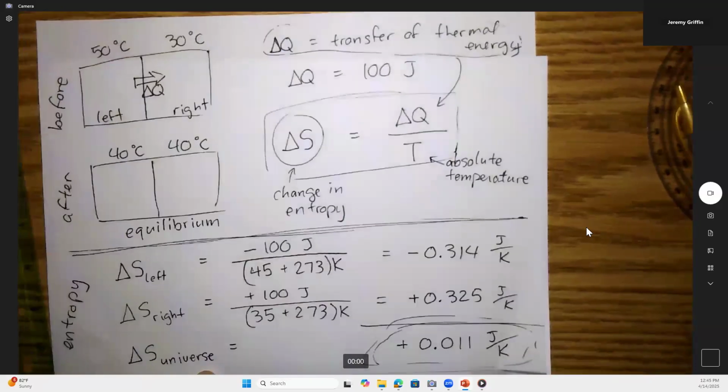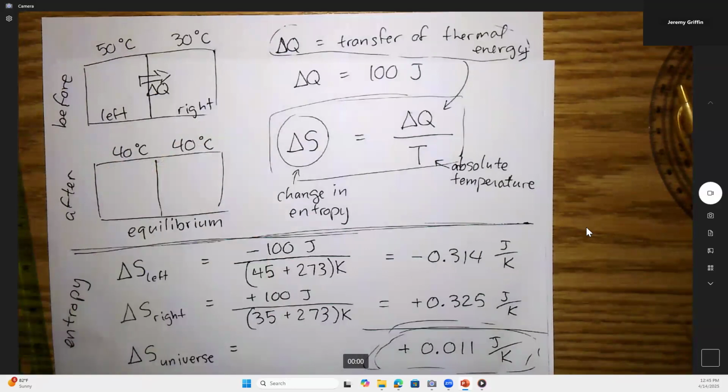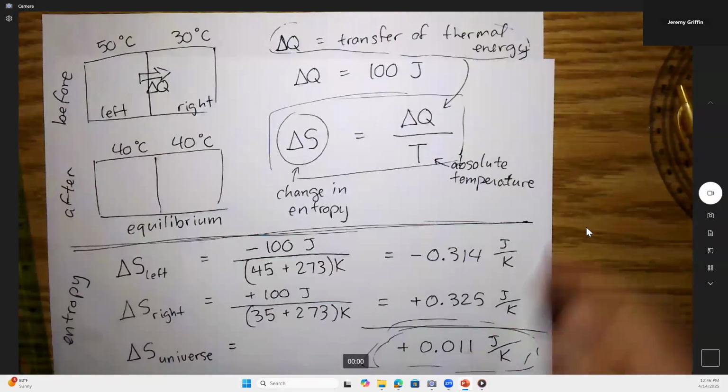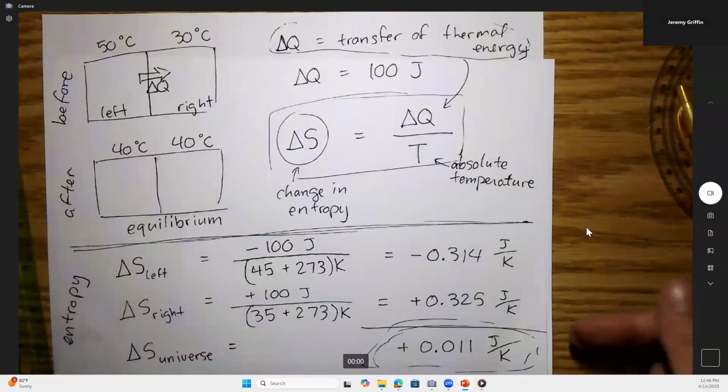So what that means is you put this hot box next to this cold box, or hot sink next to this cold sink. Let it run until it reaches equilibrium. Okay. All the energy was conserved, but the entropy of the system and therefore the universe had to increase. You guys see that? Okay.